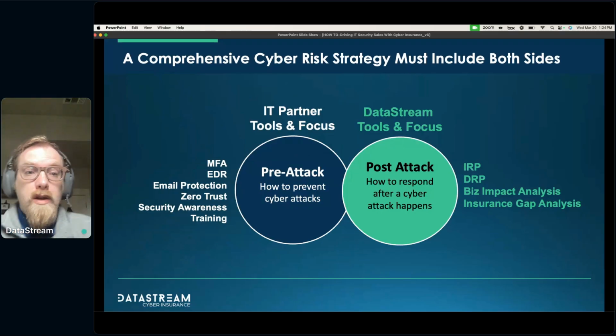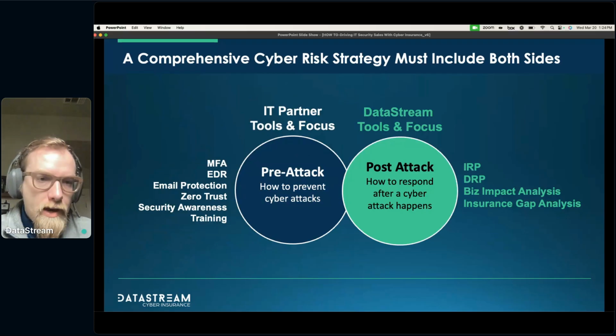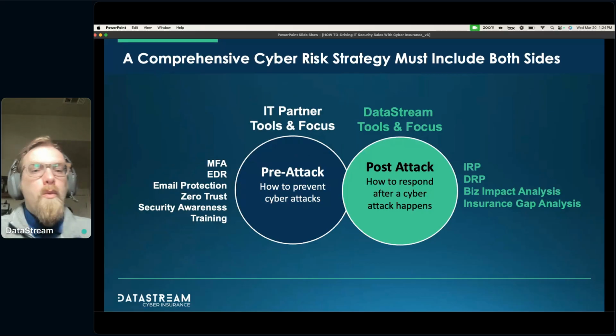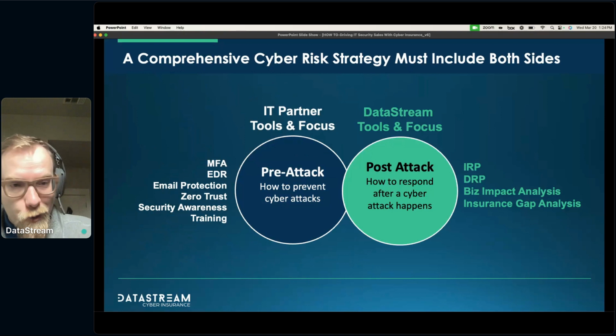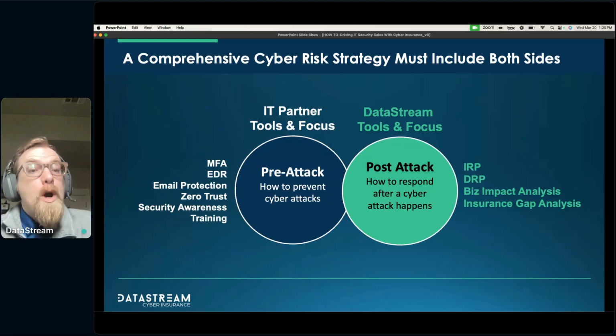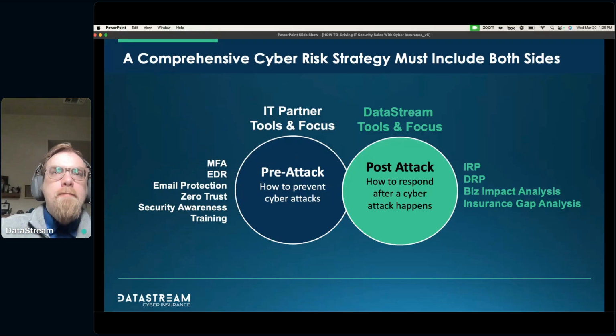A great way to think of it is the tools and technologies are there to mitigate that risk, really pre incident, to hopefully help avoid that incident from occurring, or at the very least, mitigate how severe that incident is. While the insurance is post incident, right? The incident's already occurred. It's already happened. Now what? And insurance is there to help bring you back post incident, right? And bring you up to speed post incident.